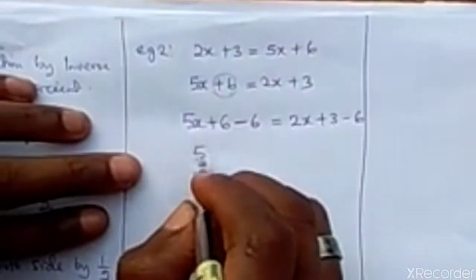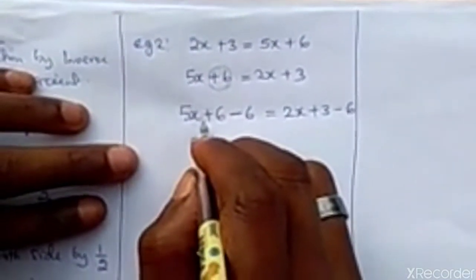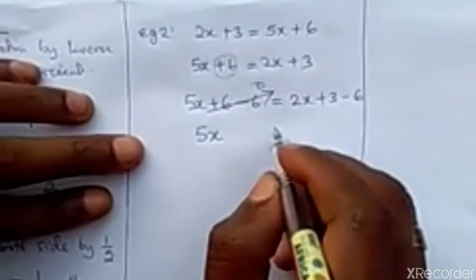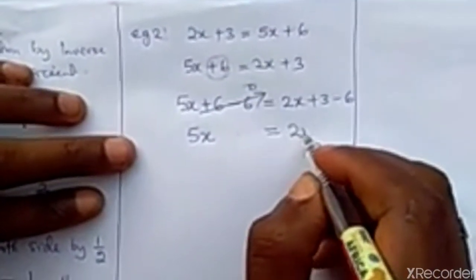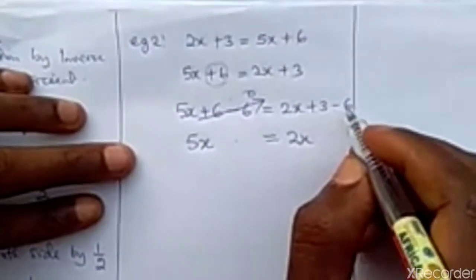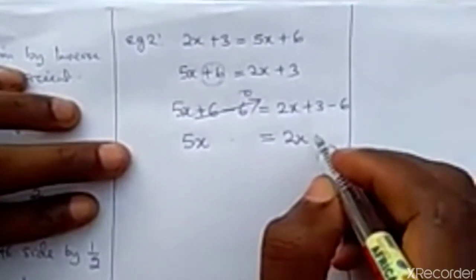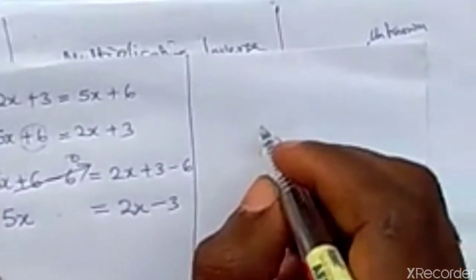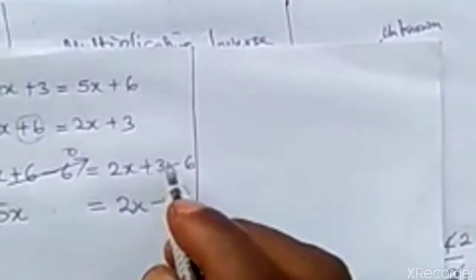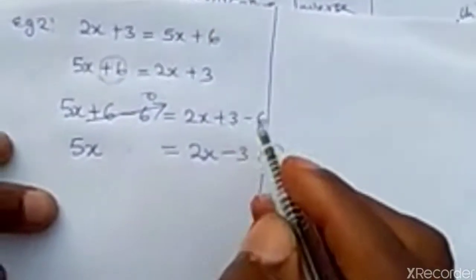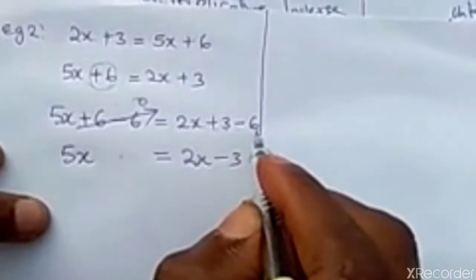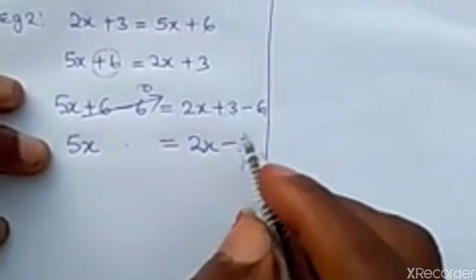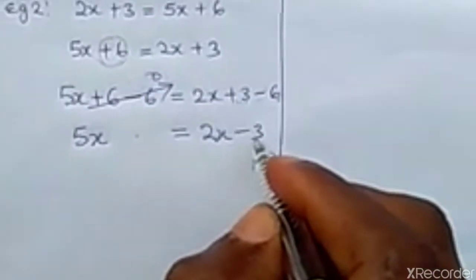So we will have 5x here, and 6 minus 6 cancels out to 0. Then from the left hand side I will have 2x. 3 minus 6, remember that plus 3 minus 6 is minus 3. If you don't know, go back to your number line or use the concept of: I have 3 oranges, I am owing somebody 6 oranges, and you must pay when you have. You give the person the one you have, you are still owing the person 3 oranges.